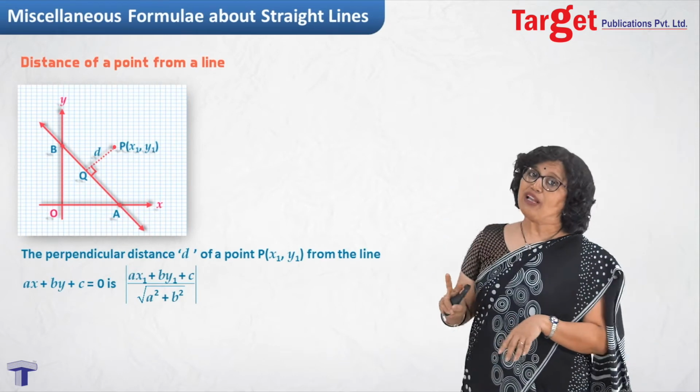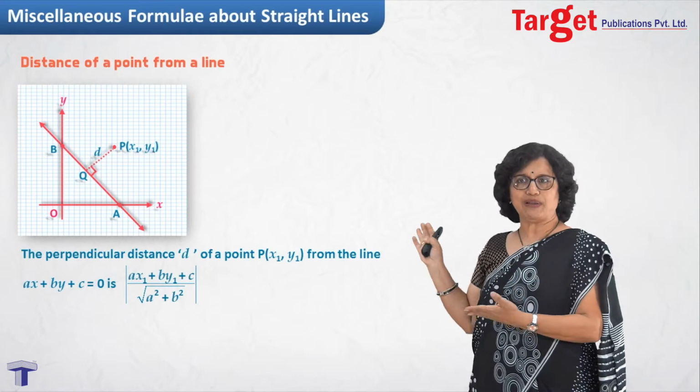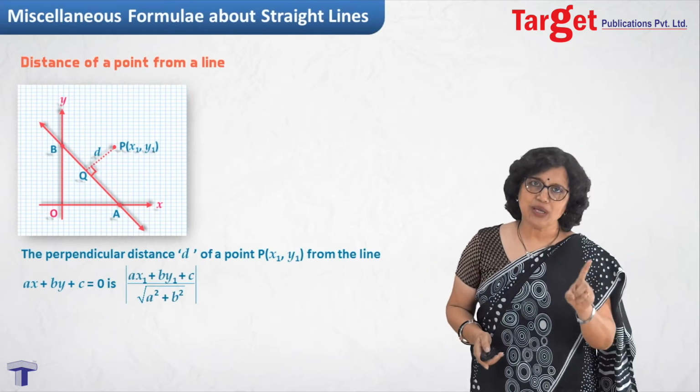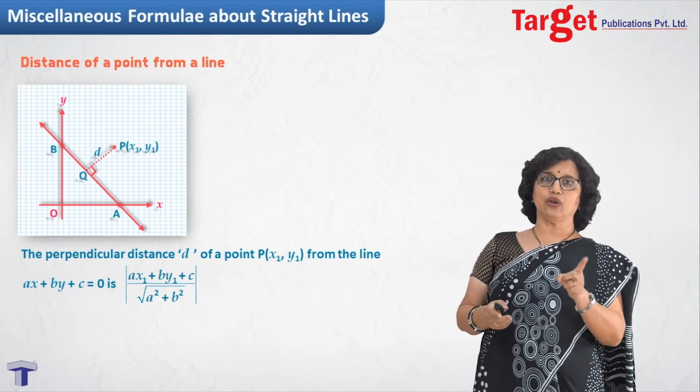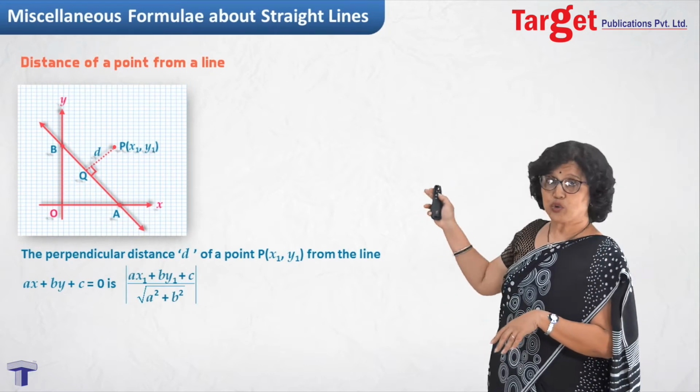Now, why am I writing the absolute value? Because distance generally is taken to be positive, so absolute value. So the absolute value of (a x1 plus b y1 plus c) upon under root (a square plus b square) would be the perpendicular distance, small d, as shown in the figure.